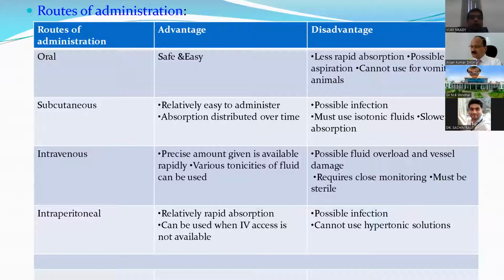Intravenous is very fast, a precise amount is given, it is available rapidly, and various tonicities of the fluid can be restored very, very fast. Possible fluid overload may also happen because of this, and expertise is required, especially someone who can stand by the side of the animal. Close monitoring is required, and all the fluid must be very sterile. With intraperitoneal, of course, there is a chance of infection, and we cannot use hypertonic solutions, but it can be used when IV access is not at all possible, whenever you cannot get any vein because of severe dehydration.